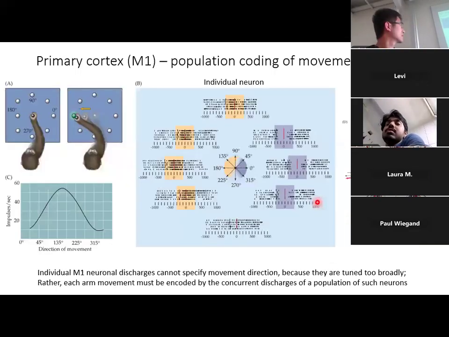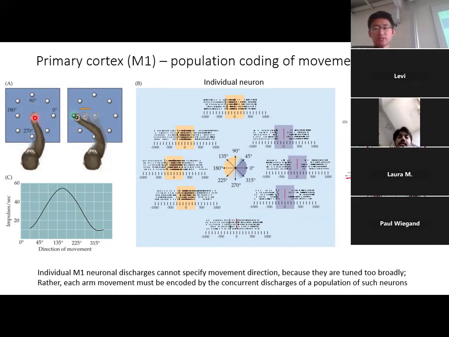Okay, so this is more like a scientific study about the neuron properties in the monkey M1 area. So this is again 2D arm movement. The monkey needs to navigate this joystick to different directions on this planar surface. And here they record one neuron. For example, they just look at the activity of one neuron in the M1.